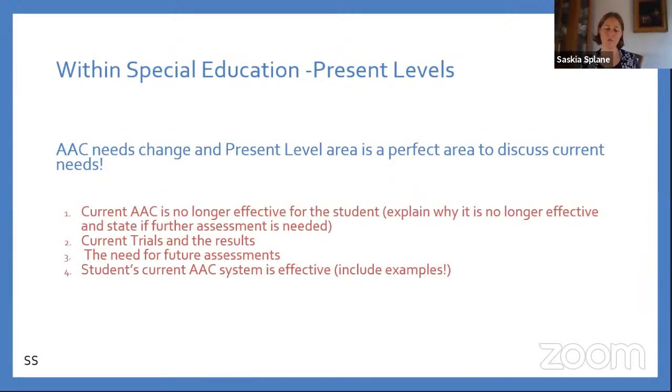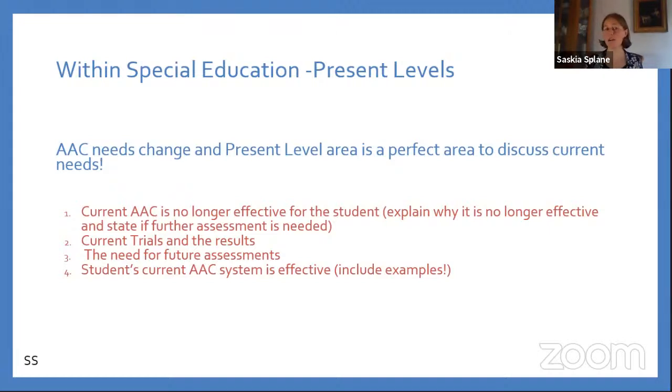So another great place to put it is in your present levels. AAC needs change, and the present level area is the perfect place to discuss the current needs of the student. So some things that you might be putting in the present levels are things like the current AAC is no longer effective for the student. And why is it no longer effective? And what is being done about that? What further assessment is needed at this time so that AAC can be effective for the student?